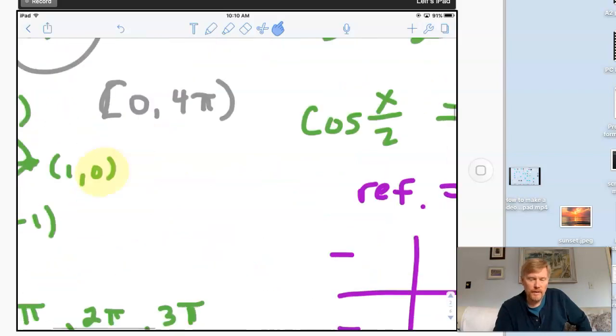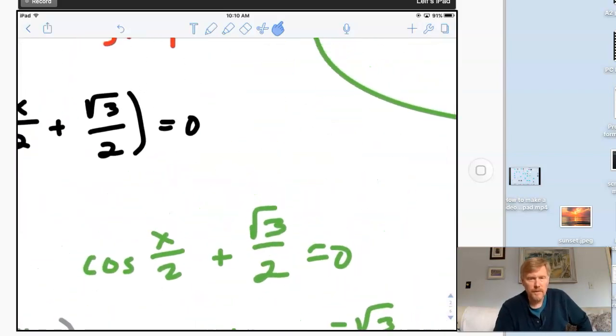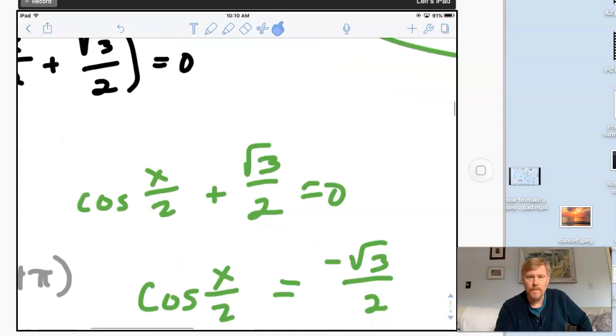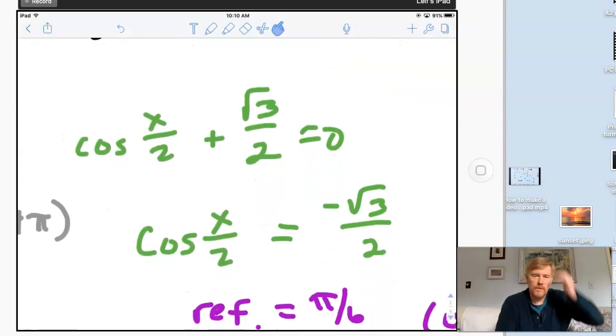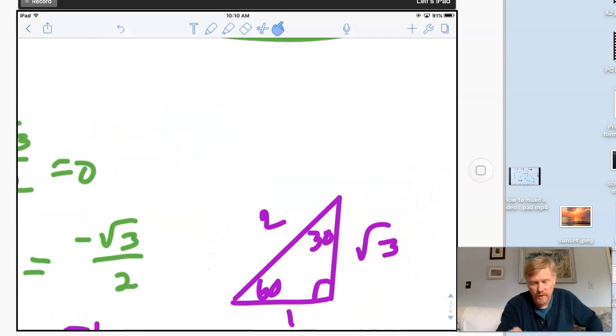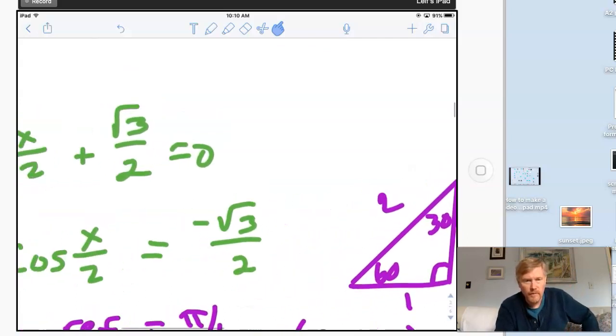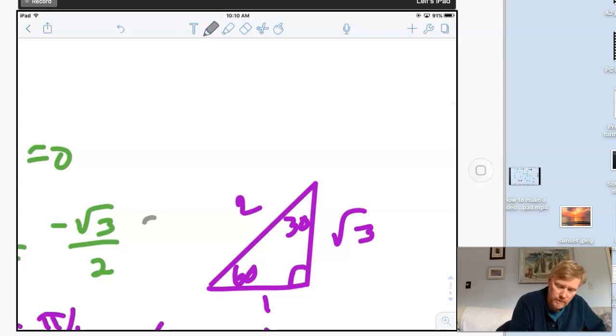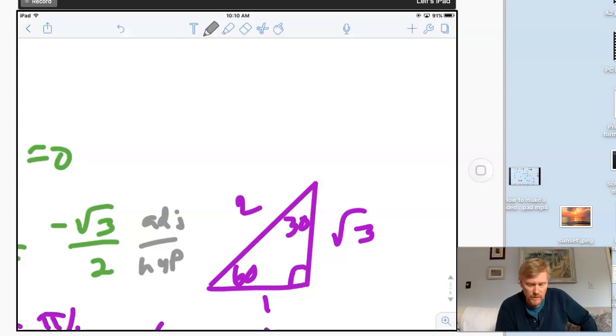But I'm not done. I got to go back and do the cosine one. So I have cosine of x over 2 plus square root of 3 over 2. So the first thing I'm going to do is move that square root of 3 over 2 to the other side by subtracting it. And I get cosine of x over 2 equals negative square root of 3 over 2. So negative square root of 3 over 2, that's definitely a 30, 60, 90 triangle. And if I look at the 30, 60, 90 triangle over here, remember that the cosine is the adjacent over hypotenuse. So which is adjacent to the square root of 3?